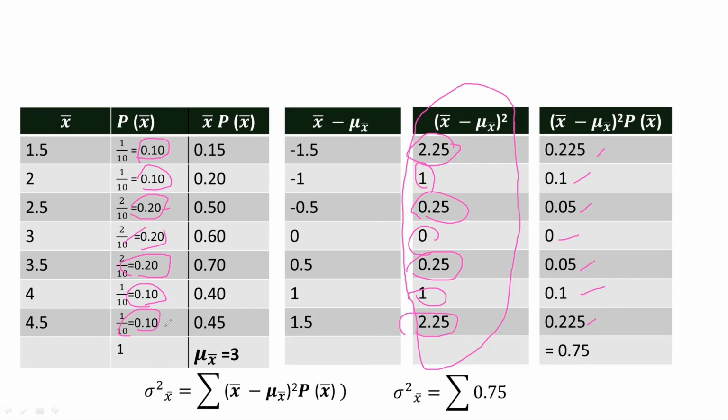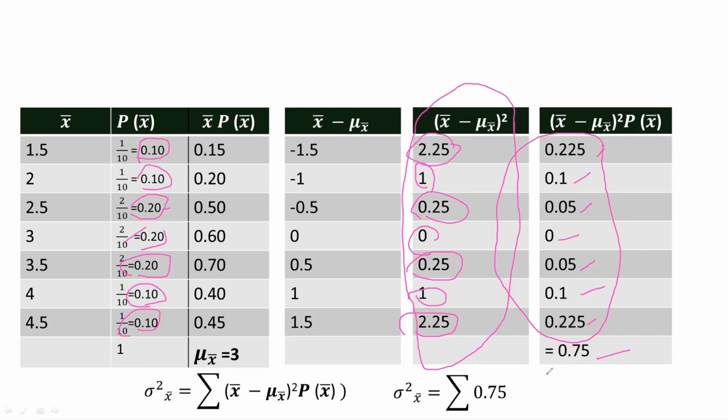So to get the variance, so meron tayong formula dito. So variance is equal to the summation of the sample mean minus the mean of the sample mean squared times the probability distribution. So what are we going to do is to add this. So i-add lang natin to lahat. So ang total niyan ay 0.75. So the variance is 0.75.